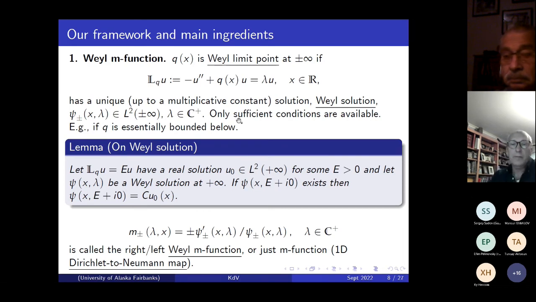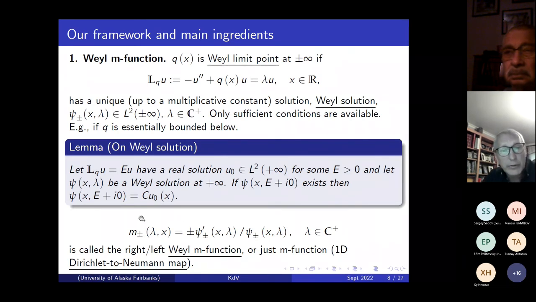And the following lemma will be crucially used in my proof. Consider the Schrödinger equation, where E is energy, and assume that it has a real solution, square integrable at plus infinity, for some positive E. And let us assume that the Weyl solution has a limit at this point from above, from the upper half plane. Then the limit of the Weyl solution at E and the real solution are linearly dependent.